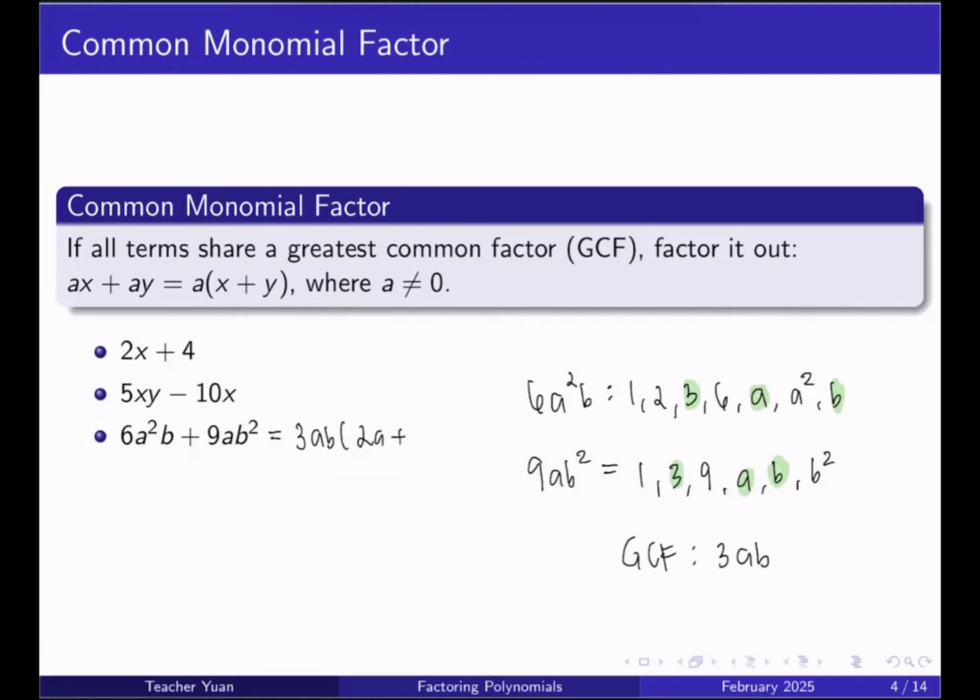For the second term, 9ab squared divided by 3ab. So 9 divided by 3 is 3. A will cancel out, and then b squared divided by b is just b. So our answer here is 3b. And that is our final answer: 3ab times 2a plus 3b.